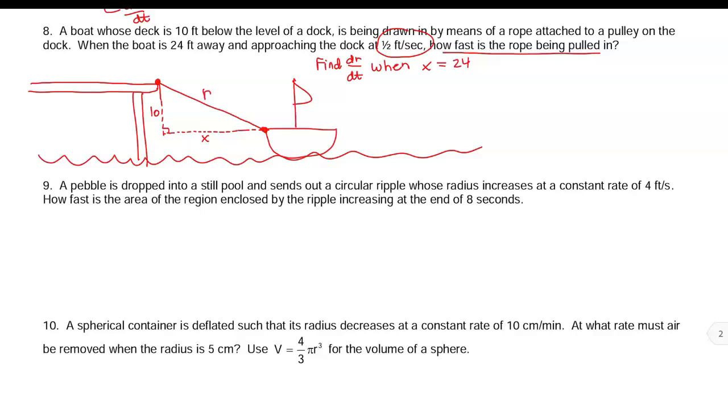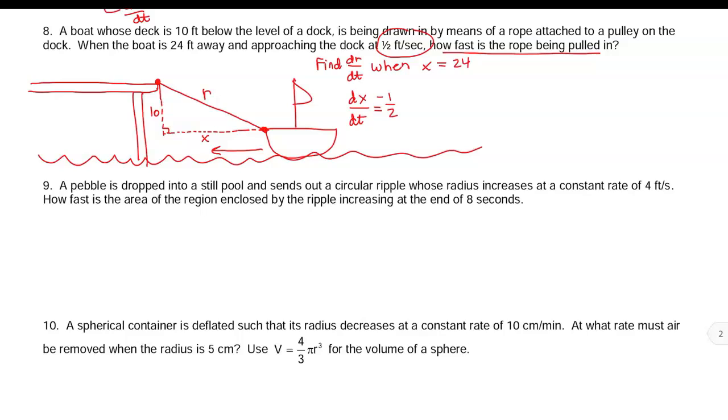The boat is approaching the dock at a half foot per second. That means the boat's headed this way. That's in the x direction. That's horizontal. So we were given dx/dt as 1/2. And it's approaching the dock, so it's getting closer. So that distance is closing in. So I'm going to dub that a -1/2.